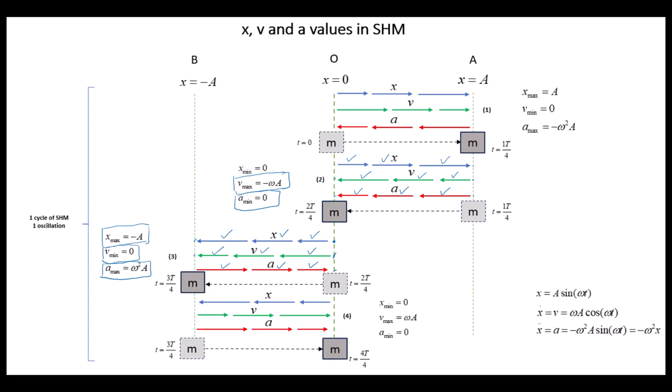And in terms of the time, we see that the third quarter started with time t equal to 2T over 4 and ended at the time t equal to 3T over 4.